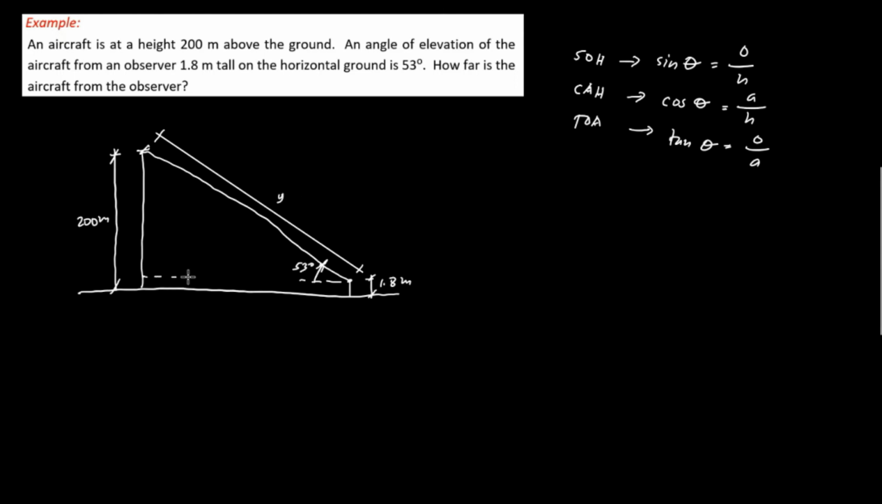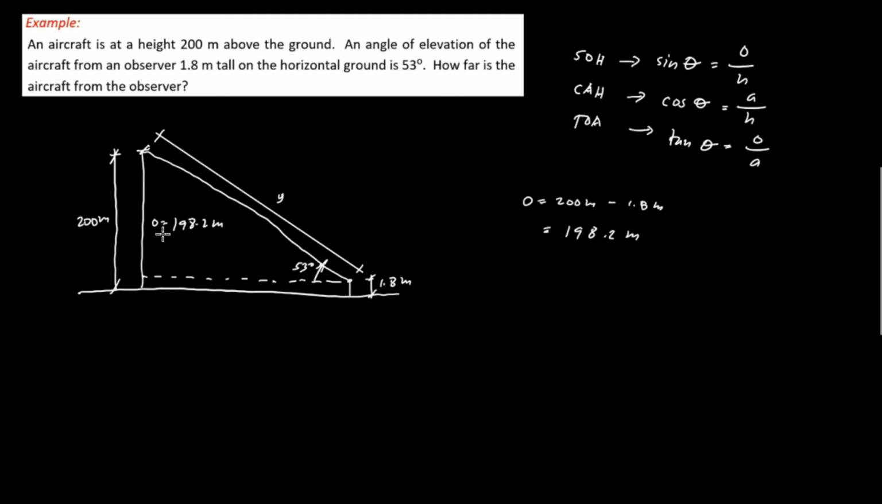We will subtract the height of the observer. So the opposite side is equivalent to the height of the aircraft from the ground, 200 meters, less 1.8 meters, which is the height of the observer, and this is 198.2 meters. So we now have the opposite side, which is 198.2 meters, using either SOH, CAH, TOA.